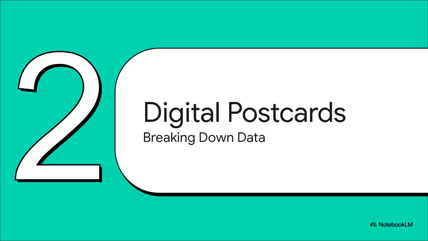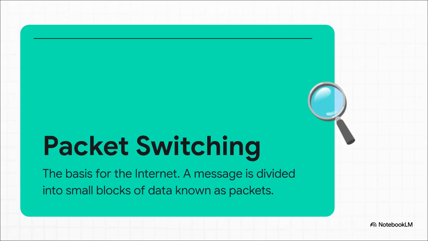So now we have the server's numerical address. We're good to go, right? Well, not quite. You can't just send your entire request as one giant blob of data. That would be like trying to stuff a whole car into a mailbox. It's just not going to work. Instead, the internet has to get clever. It has to break everything down into smaller, much more manageable pieces. And this whole process has a name.